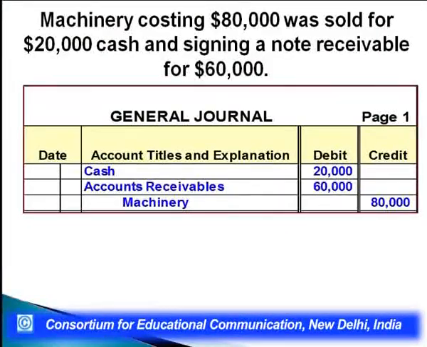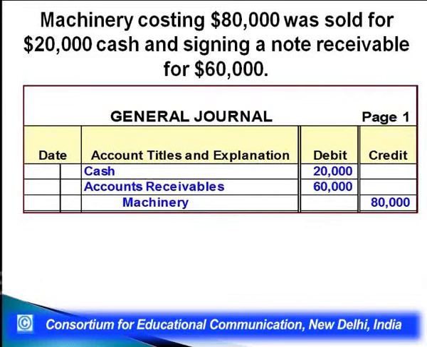Okay, so let's move further and understand composite entries with the help of a few more examples. Let's read this second example, which says machinery costing 8,000 was sold for 20,000 in cash and signing a note receivable for 60,000.